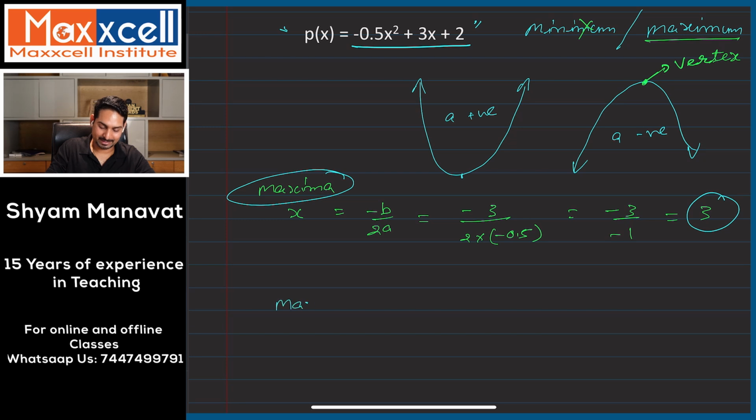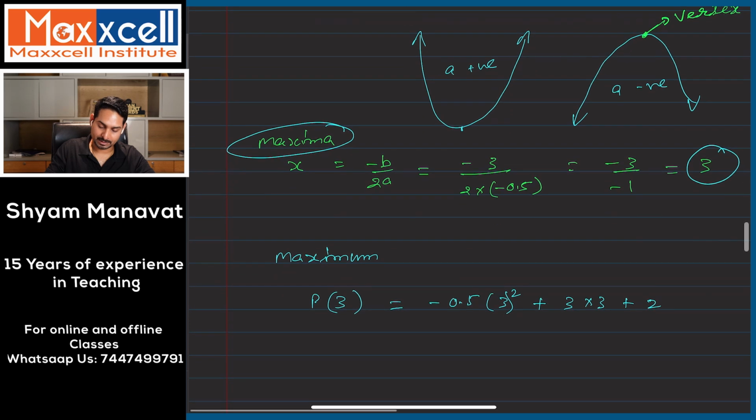हाँ, अब maximum निकाल लेते हैं. That will be P of 3. That is -0.5 into 3 square plus 3 into 3 plus 2. Simple है, substitute करना है सिर्फ.